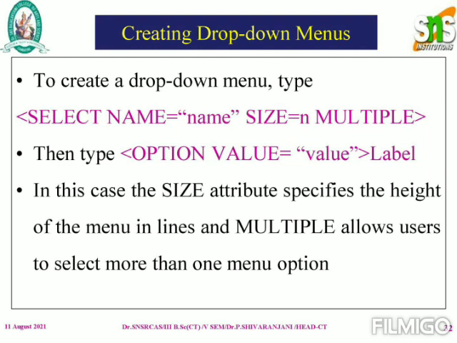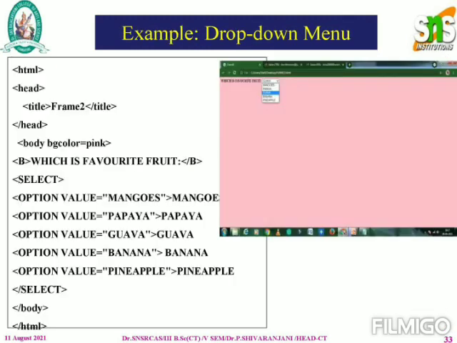So this is a sample example that will explain the option of your drop-down menus. I'm just giving the background color of the particular web page as pink, and I've given it to display the content as which is the favorite fruit. So from that particular list, I'm going to list out some of the favorite fruits such as mango, banana, guava, papaya, and pineapple. Then from that list, you can select any one. So that is what I have shown in the diagram as an output.